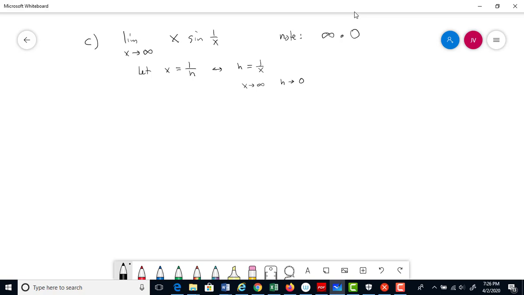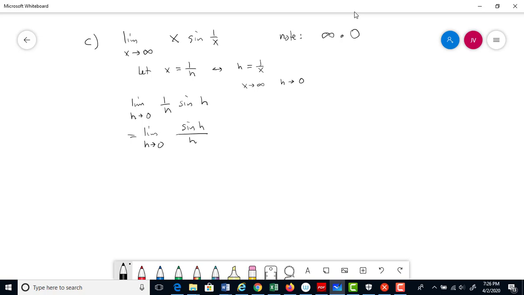So that's what I'm going to do, I'm going to make a substitution. I'm going to turn all the x's into h's. So this is going to be equal to the limit of h. If I turn that into h, x going to infinity is the same thing as h going to 0. X is now going to become 1 over h, and 1 over x is going to become h. So this is going to be the sine of h. So what we get here is the limit as h approaches 0 of the sine of h all over h.